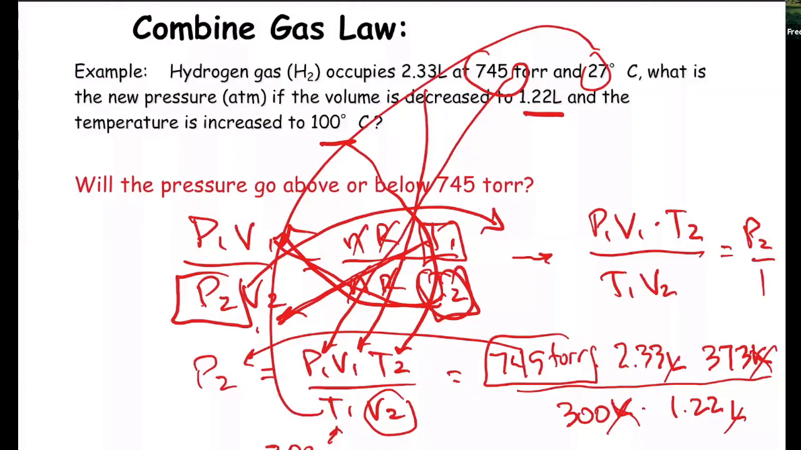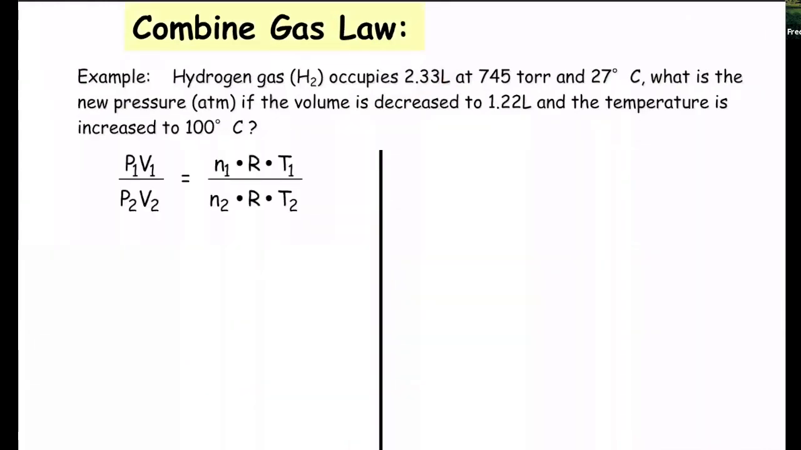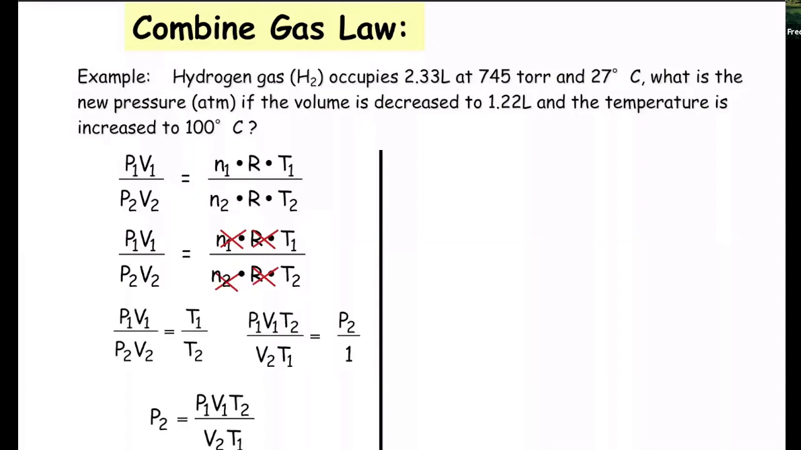You are required to use Kelvin always. Always, always Kelvin. So here's the setup. I'm going to clear this. This is what we have. This is what's going to cancel out. We basically have this after we cancel out, and then we're going to do the math, and what we have is that equation that I just wrote.